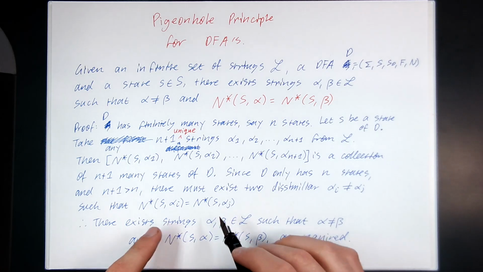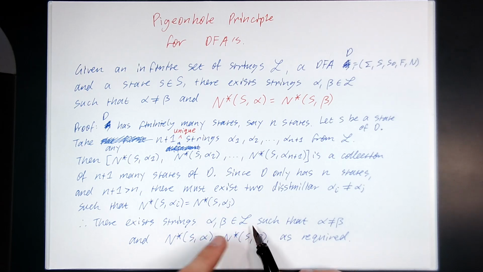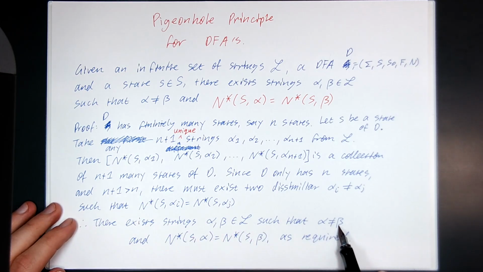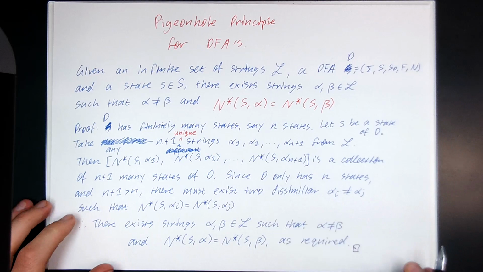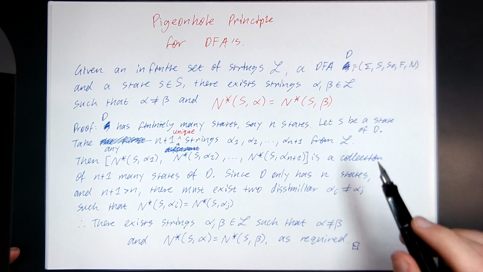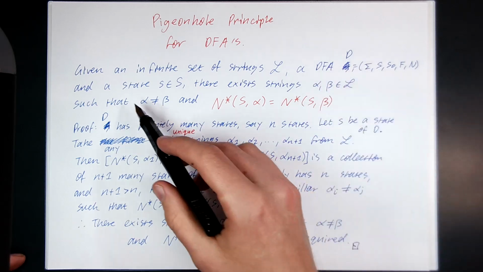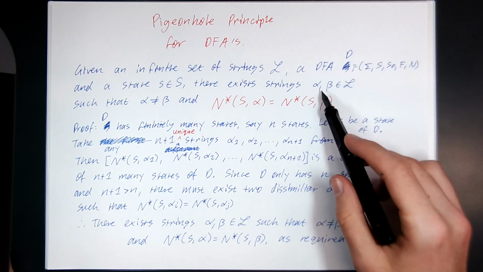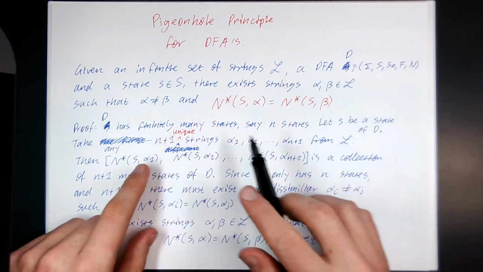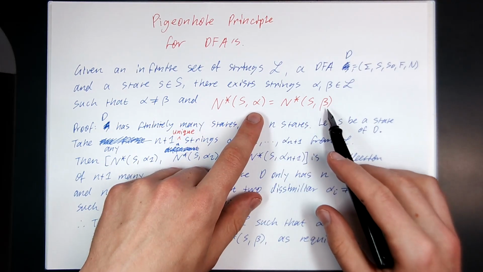So what does that imply? That means there exist strings alpha and beta in L, such that alpha is not equal to beta, and alpha and beta take you to the same state from S, as required. So that's the formal proof of the pigeonhole principle for DFAs. You give me an infinite collection of strings, you give me a DFA, and you give me some state of that DFA, I can always find you some strings alpha and beta in that collection, such that alpha and beta are different, but from the state S, alpha and beta go to the same place.